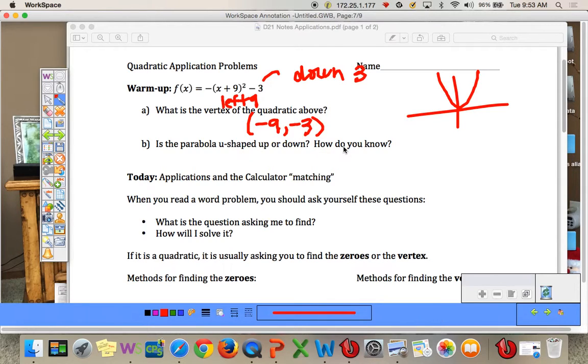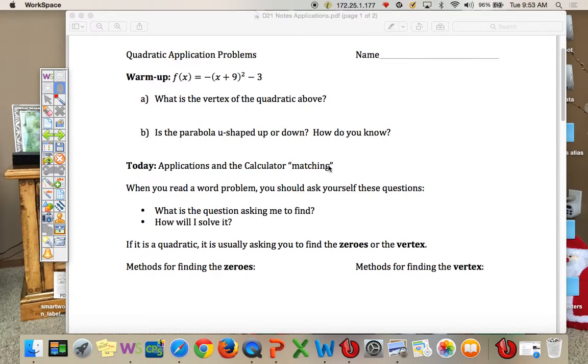Is it U-shaped up or U-shaped down? Well, we have this negative right here, so it's going to be U-shaped down. If you didn't know, you could put it into your graphing calculator. Today we're going to look at applications and calculator matching.